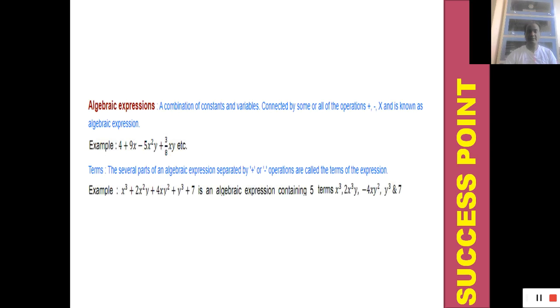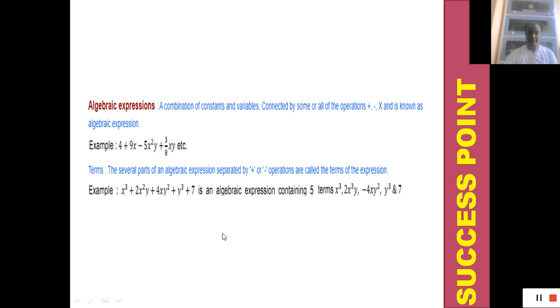Now we discuss the algebraic expression. A combination of constants and variables connected by some operators like addition, subtraction, multiplication, and so on is known as an algebraic expression. An example of an algebraic expression is 9x minus 5x square plus 3 by 8xy, etc. Again, an algebraic expression is a combination of variables and constants.